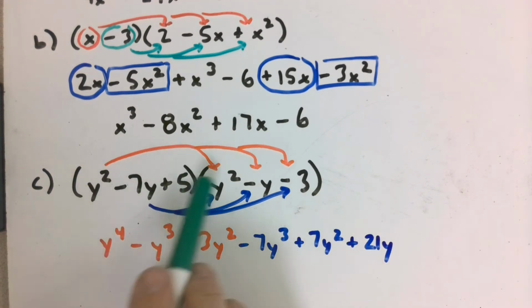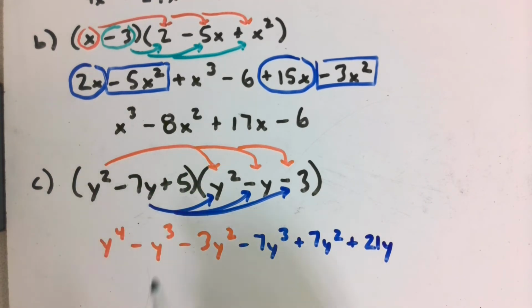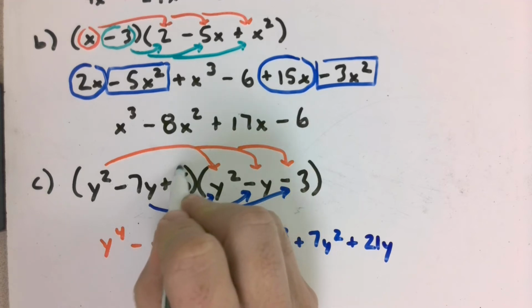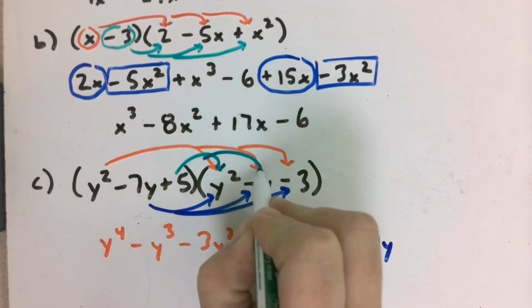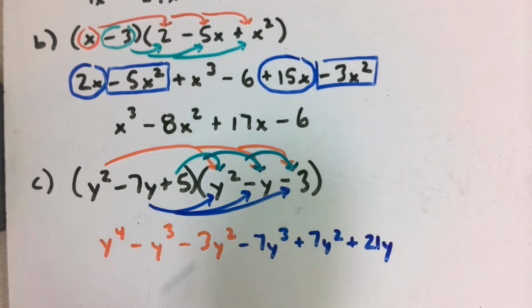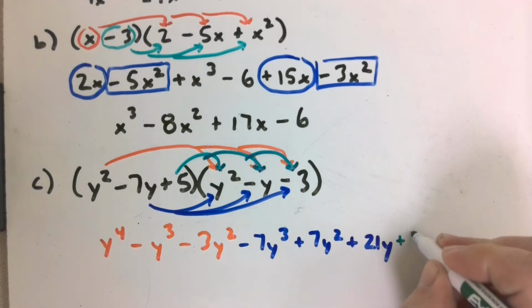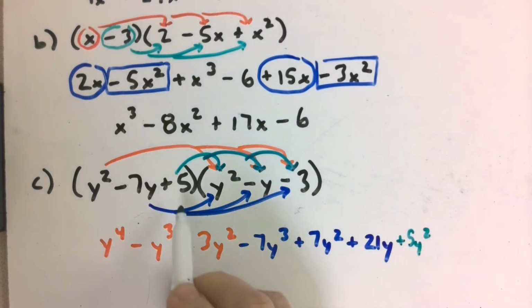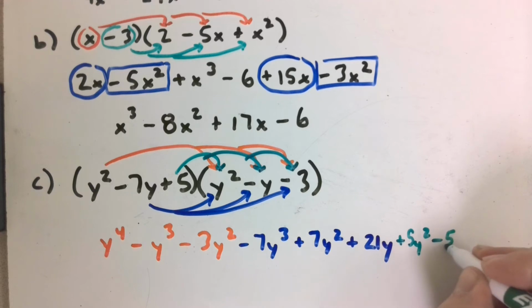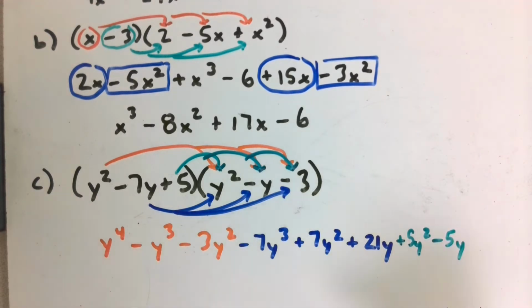All right, first term is done, second term is done. One more term left. Now I need to take this 5, and again, using the distributive property, multiply that 5 by all of the terms in that second set of parentheses. 5 times y squared is a 5y squared. 5 times negative y is a minus 5y. And then 5 times negative 3 is a negative 15.